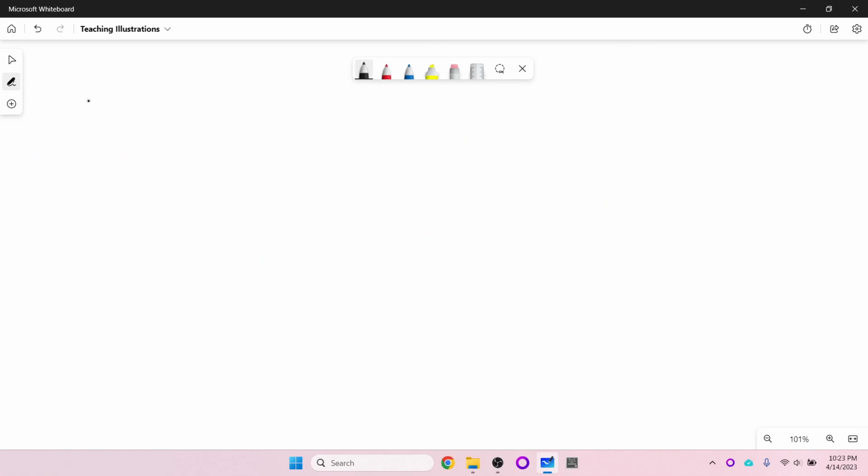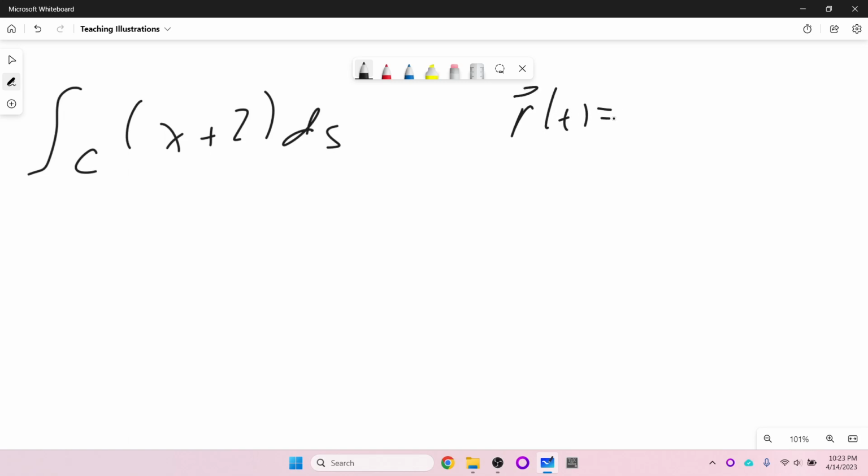All right, so let's do the integral along C of x plus 2 ds, where r of t will be t i plus 4/3 t to the 3/2 j plus 1/2 t squared k. So this is some odd curve in 3 dimensions. And we'll say t goes from 0 to 2.